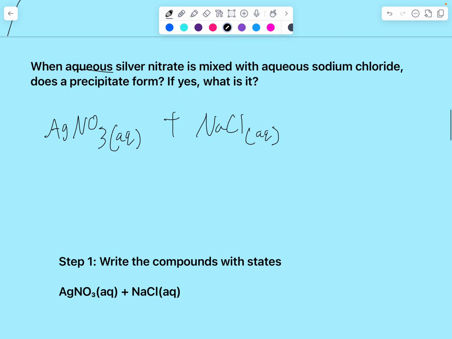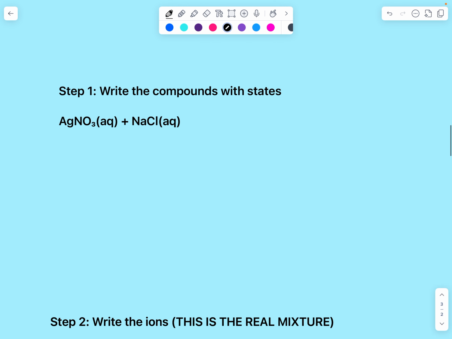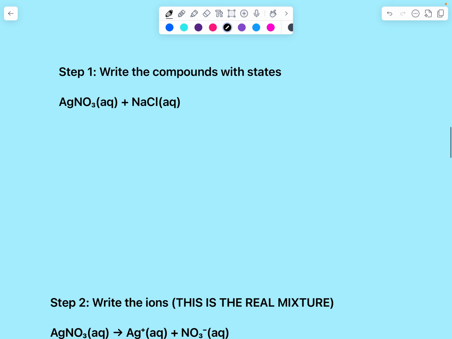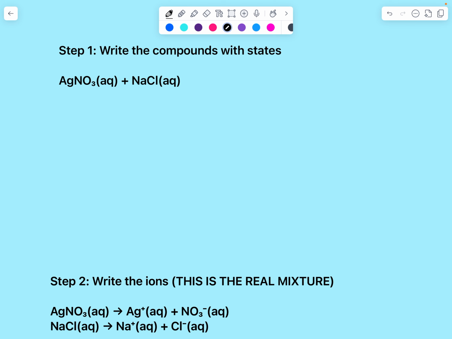Step 2, write the ions. So we know that they're dissociating, so I'm going to break this into Ag and NO3 minus. The charges come out once we break them apart. I'm going to do the same thing for Na: Na positive, and then you get chloride negative. And if you notice, they canceled out, and there's no charge here. Now in the beaker, we have Ag positive, NO3 minus, Na positive, and Cl minus, all floating together, okay?